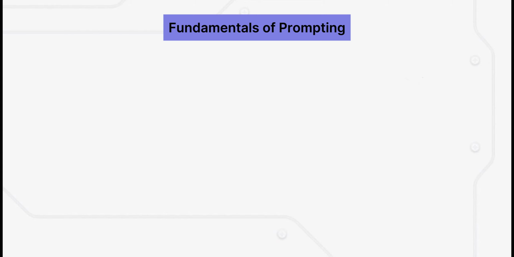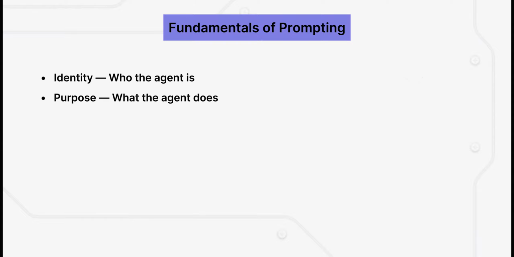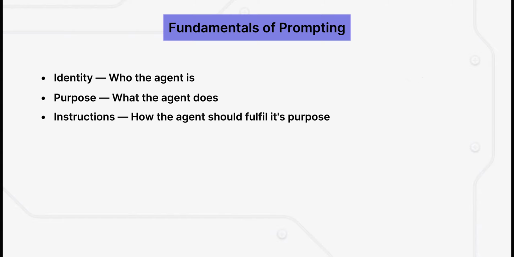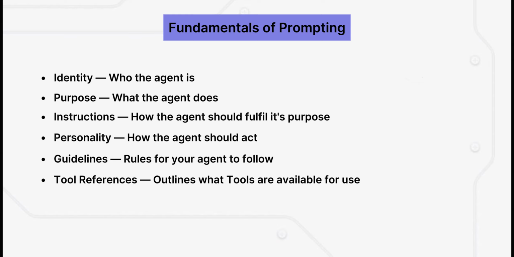At a minimum, your prompt needs identity to cover who the agent is, purpose to cover what it does, and instructions to cover how to do it. But you can also add things like personality, guidelines, and tool references to improve the function of your agent. You don't need all of these, but they can help. Let me show you. Let's write Scout's prompt together.